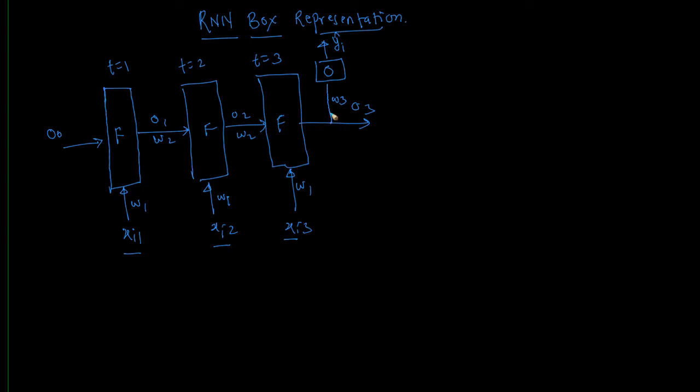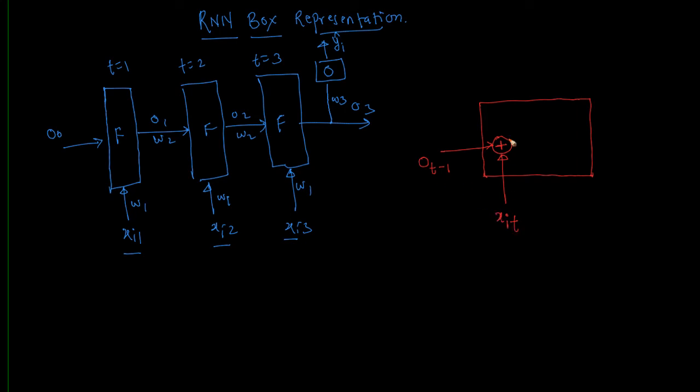Now I can represent this RNN by using a box, right? That is called the box representation of this RNN. So here we are giving the word xi at time t, right? And this word is getting added with the output from the previous time step, that is ot minus 1, right? So this is the output of the previous step at time t minus 1.